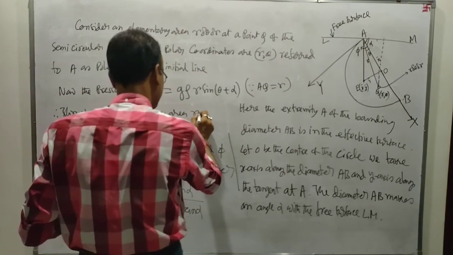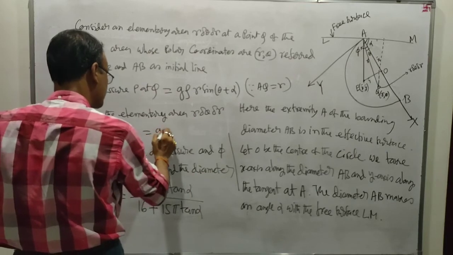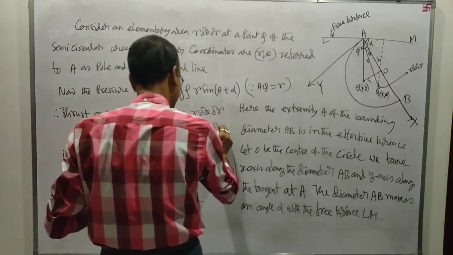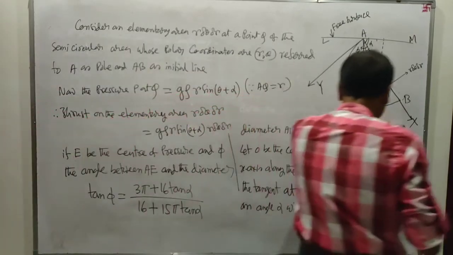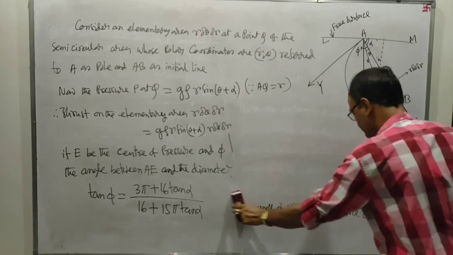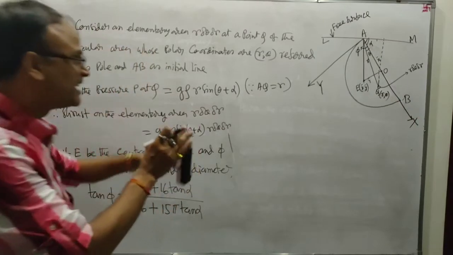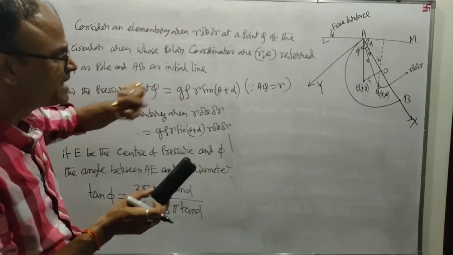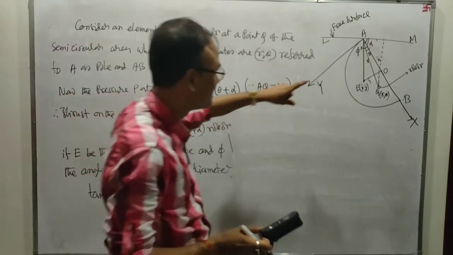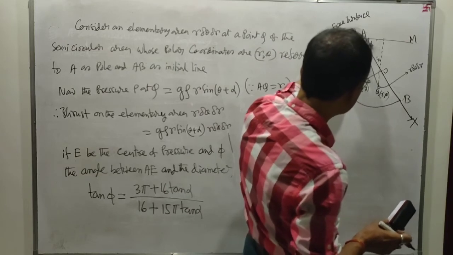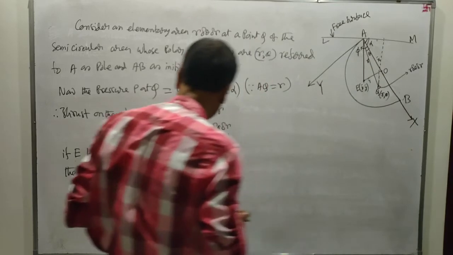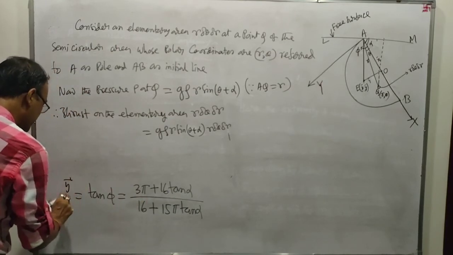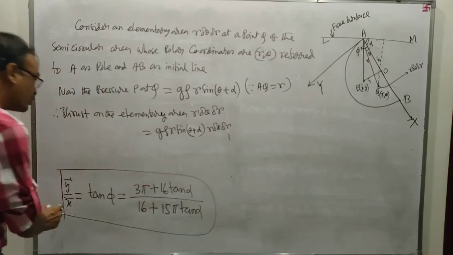R delta theta delta R will be equal to 0 to r sin(theta plus alpha) r delta theta delta r. Here, E will be equal to this. Therefore, tan pi will be equal to perpendicular divided by base. Tan pi is equal to this, y bar by x bar. Therefore, tan pi equal to y bar by x bar. This will be proved here.